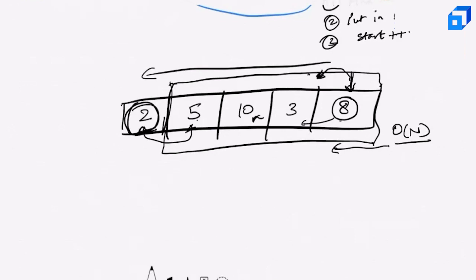So I again start from 8. I say 8, are you bigger than 3? 8 will say, yes, I am. And I say 3, are you bigger than 10? No, I'm not. So we'll swap. 3 comes here, 10 comes here.